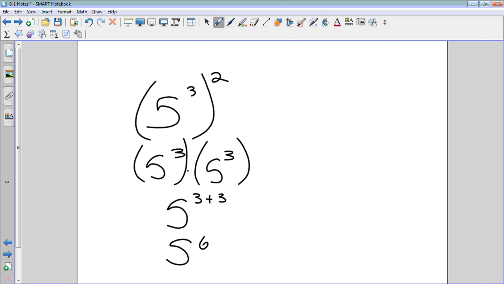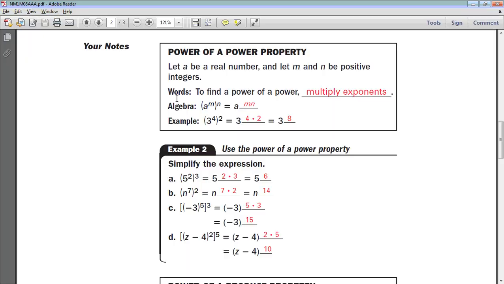Well, if I could have just taken this and gone 5 to the 3 times 2, would I have gotten the same answer? Yeah. So when you take a power to a power, you multiply them. When you're multiplying them like this, you add them. Does that make sense? You see the difference. This is a power beside a power. A power to a power, you multiply it. A power times a power with the same base, you add them. Okay, let's keep going. That's all this is saying. So this just gives me a to the m times n. 3 to the 4th squared is 3 to the 8th.